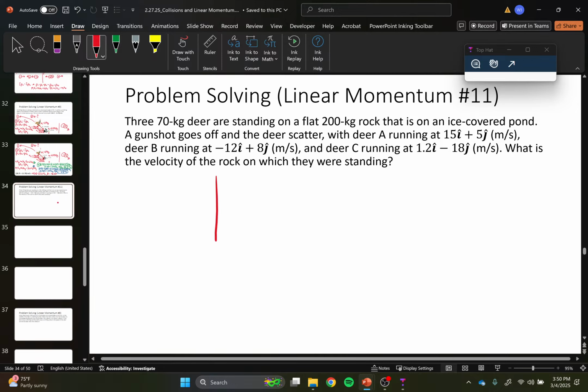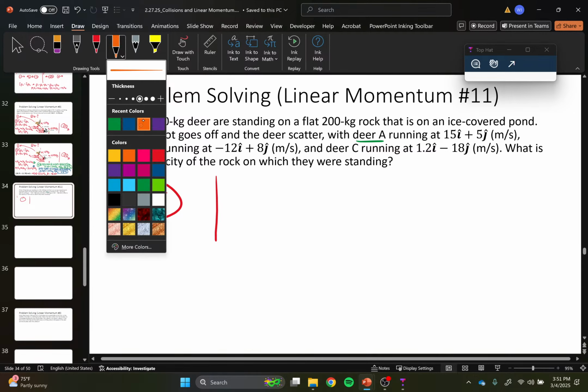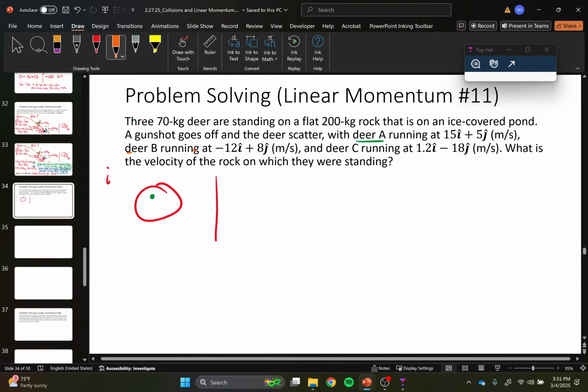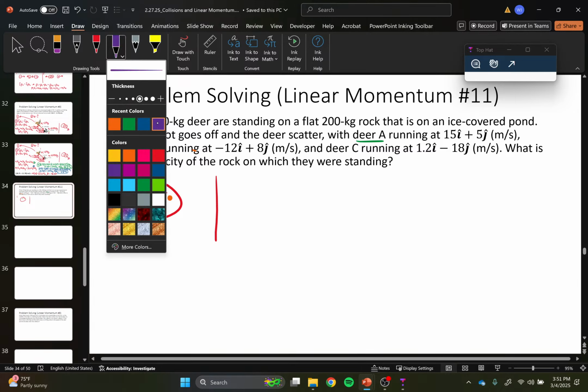And I'll help you all with the beginning because it's really quick. All right, here's my rock. In the beginning, what are the deer doing? Are they moving or still? Yeah, they're standing on a rock. So what we're going to do in this problem is I'm going to color code these deer. Deer A is going to be a green dot. Deer B is going to be an orange dot. And deer C is going to be a purple dot.